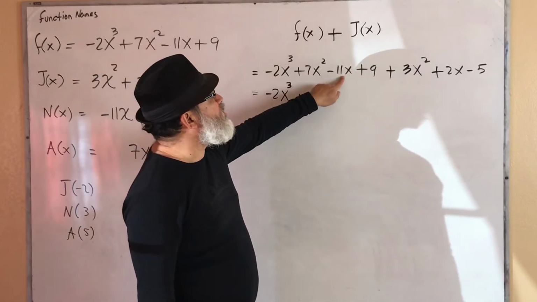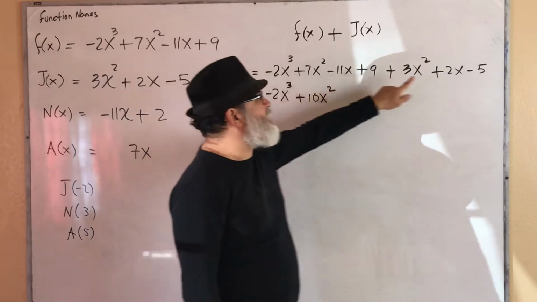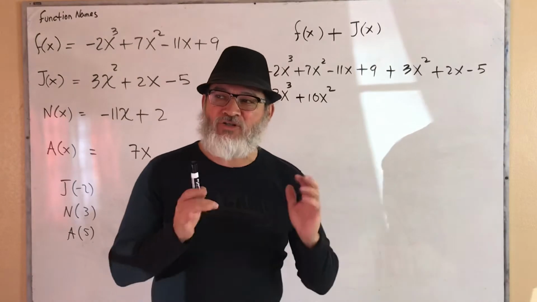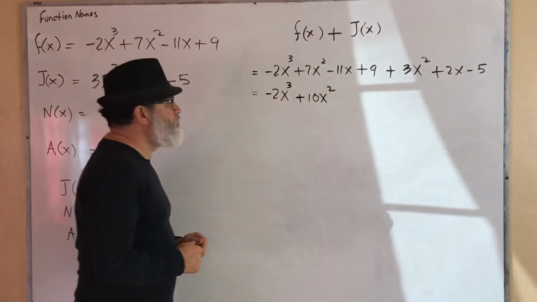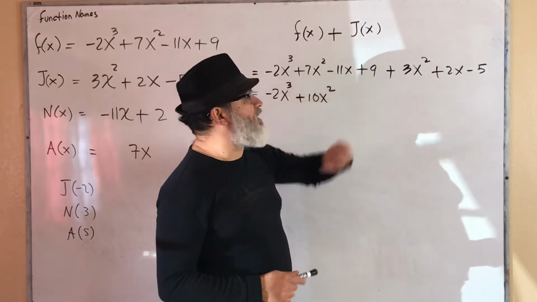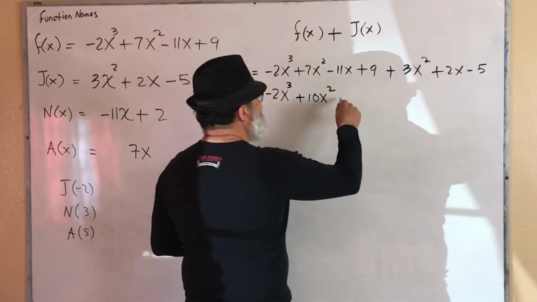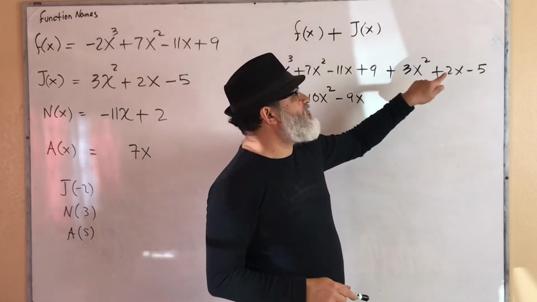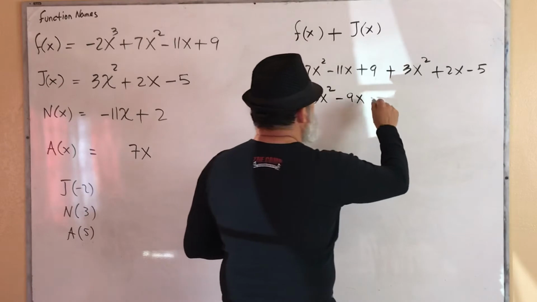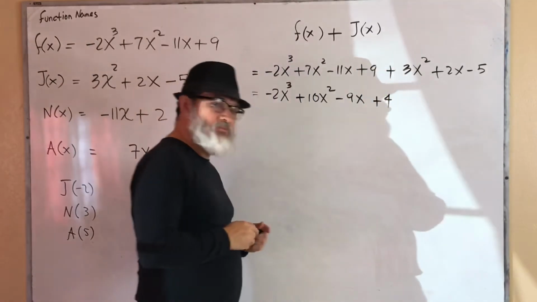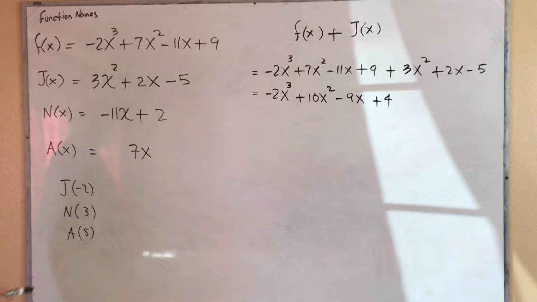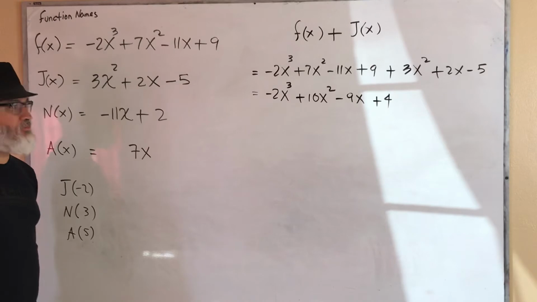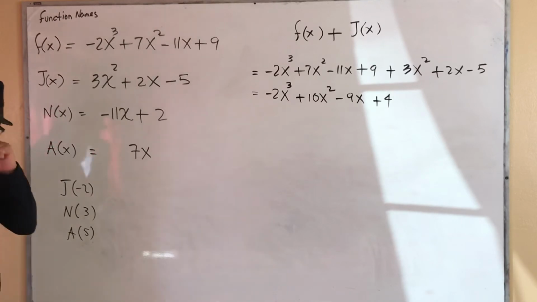That's a linear term, and that's a linear term. I'm going to combine those two, combining like terms. So negative 11x plus 2x is negative 9x. What's 9 minus 5? Plus 4. There it is. That's adding two polynomials.